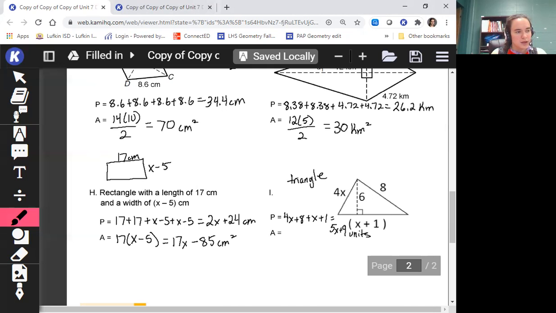And then our formula for area is base times height divided by 2. So remember, our base and our height both have to have our right angle with it. So we have 6 times x plus 1 divided by 2. Make sure you're distributing 6x plus 6 divided by 2. And then we can divide by 2. And that gets us 3x plus 3 units squared.